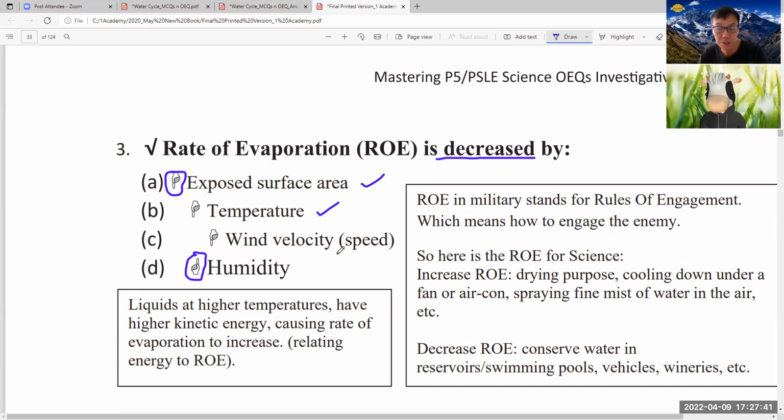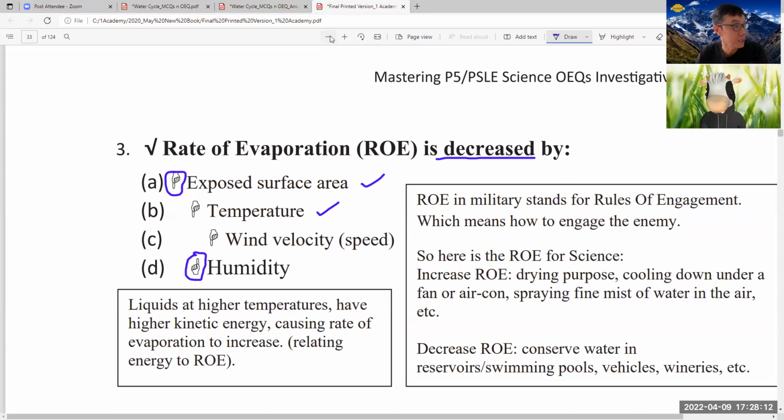Humidity increase. Because humidity is the amount of water vapor in the surrounding. So if the place is very humid, it's very difficult for evaporation to take place. Just like in Singapore, Singapore climate is considered humid. So that's why when you sweat, the sweat on your skin surface is more difficult to evaporate than, let's say, you are in a place that is drier, or in the desert area.